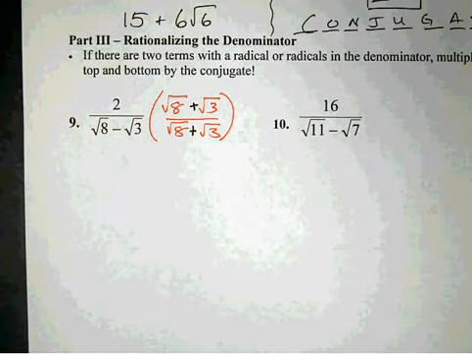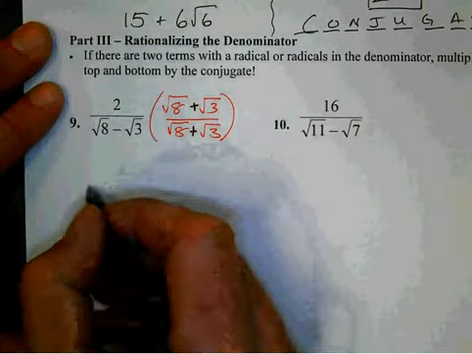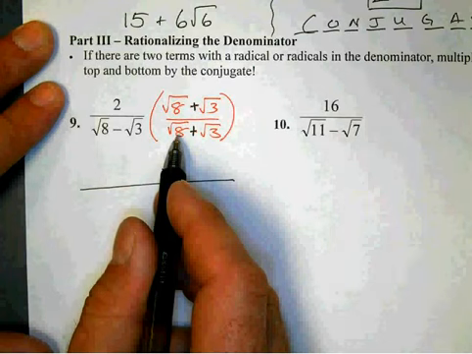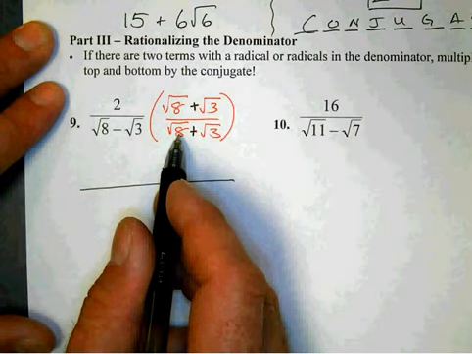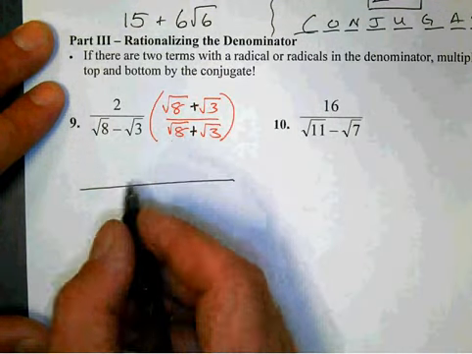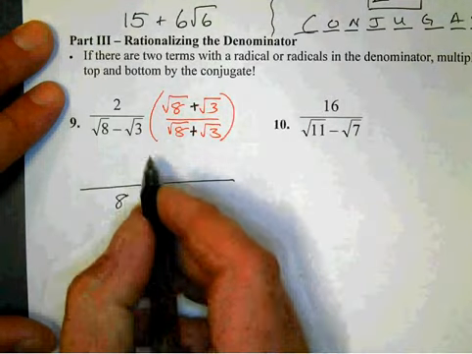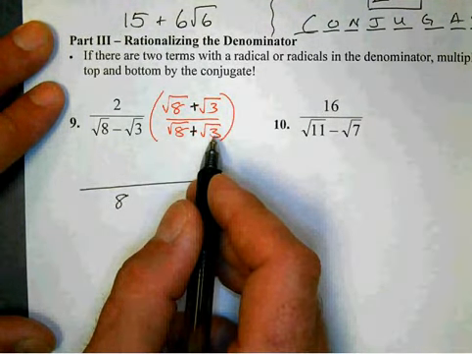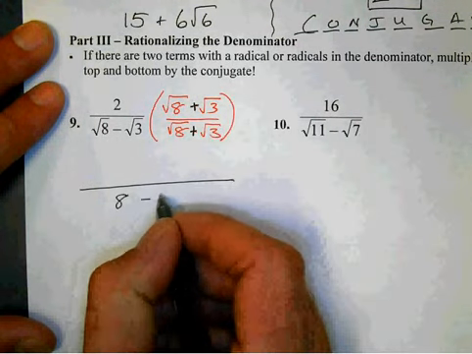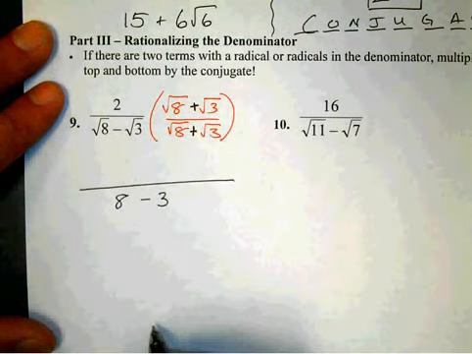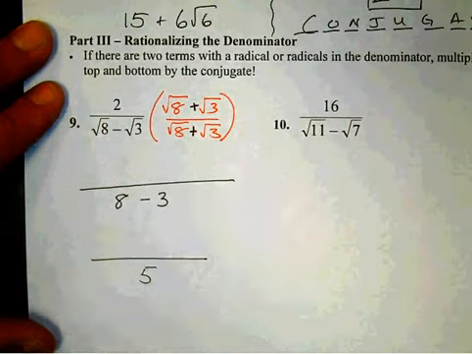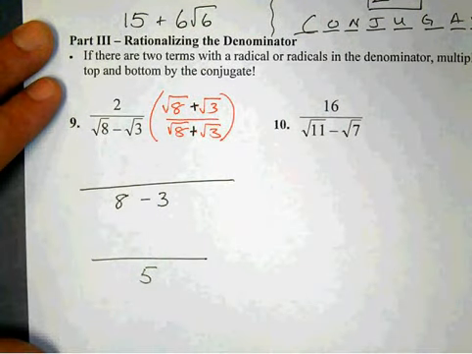So, watch what happens. Let's do the easy part first. What's root 8 times root 8? Which is 8. What's root 3 times root 3? Root 9, which is 3. Okay, so the bottom just becomes 5. Let's look at the top.